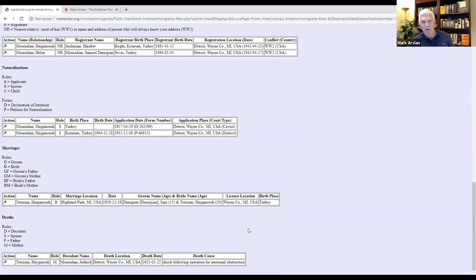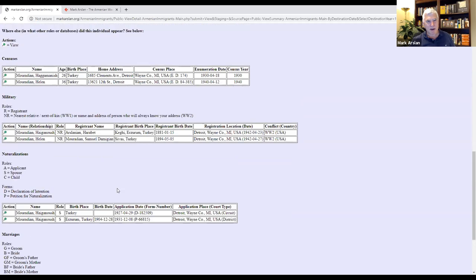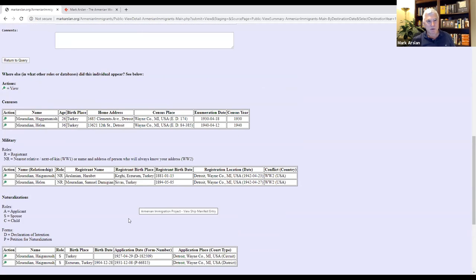So we have her ship manifest plus 1, 2, 3, 4, 5, 6, 7, 8 other records involving her. Some of these people, we have 10, 15 other records. And by looking at all these different records, looking at the detail, you can find a lot more information about this person.